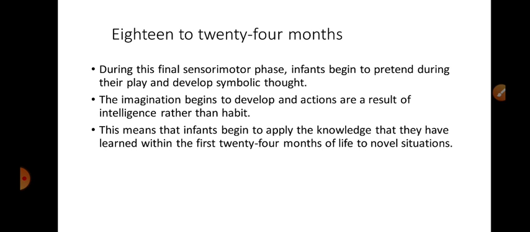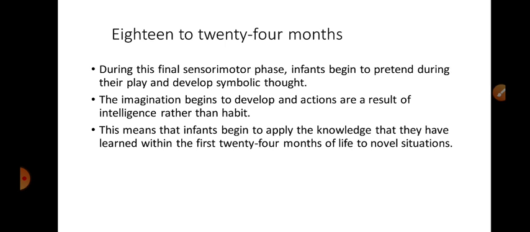18 to 24 months. Okay, this is the last stage under the first stage. During this final sensorimotor phase, infants begin to pretend during their play and develop symbolic thought. And imagery begins to develop, and actions are a result of intelligence rather than habit. Okay, their intelligence begins to develop, imagination develops, this means they started to speak one or two words.